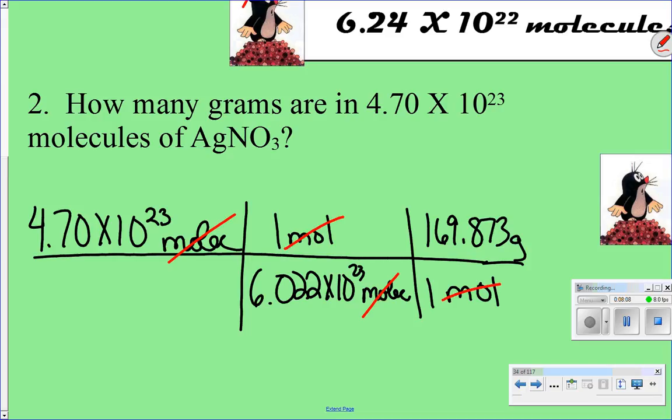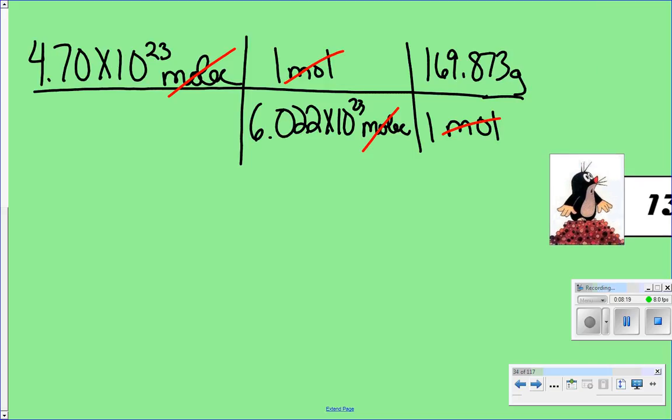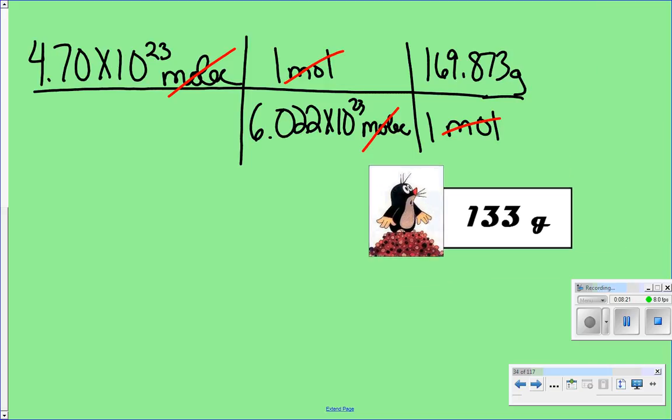So I'm multiplying across the top, and I would do this in 2 steps, or you might want to put the 6.022 E23 in parentheses so you don't get any PEMDAS errors there. And what you get should round nicely to 133 grams. So we're going to have 3 sig figs. That's what we started with.